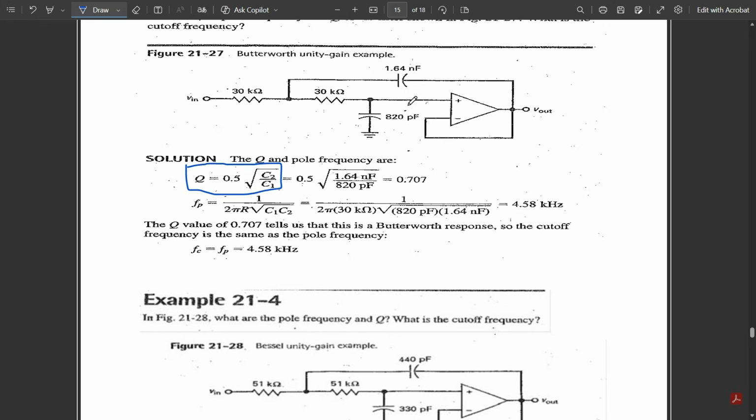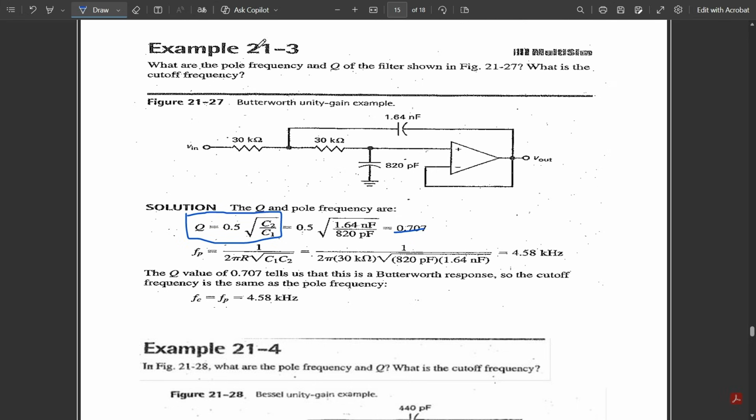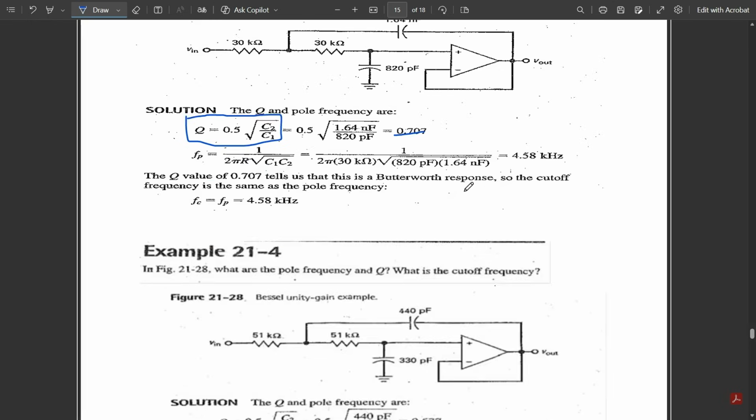This is C2, the feedback capacitance, and the input capacitance with respect to the non-inverting input is C1. So 1.64 nanofarad divided by 820 picofarad, if you solve it together, you will get the answer as 0.707. Whenever we get the value of Q as 0.707, this automatically would be the Butterworth filter. So Q is done.